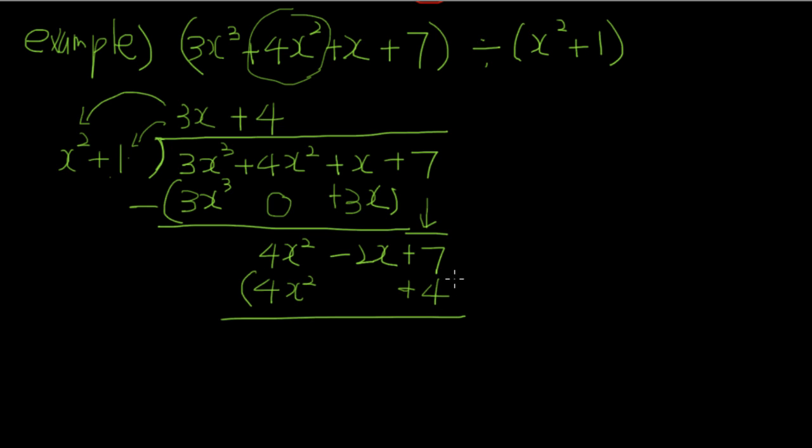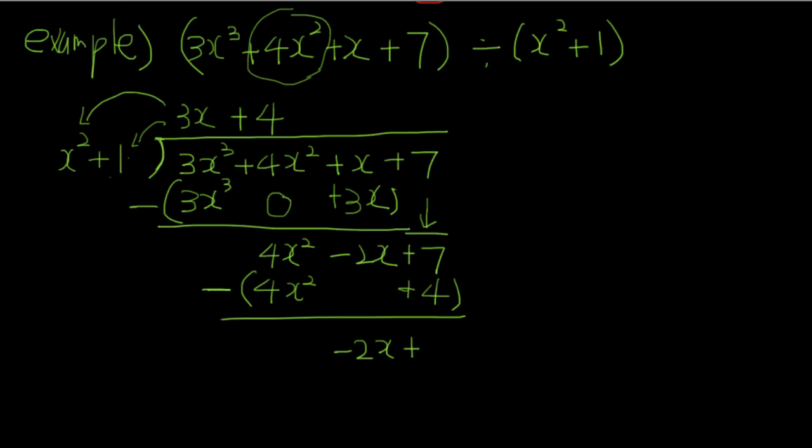Then what do we do now? Subtract. So when we subtract this, it's going to be 0. Negative 2x just goes down, because this will be subtracted by nothing. 7 minus 4 becomes 3. Just like that.